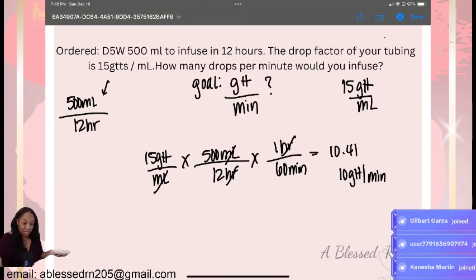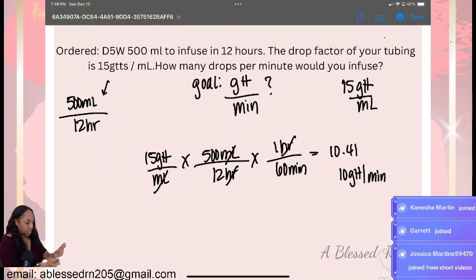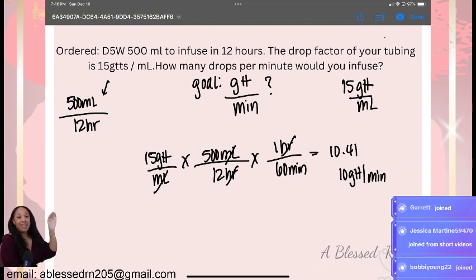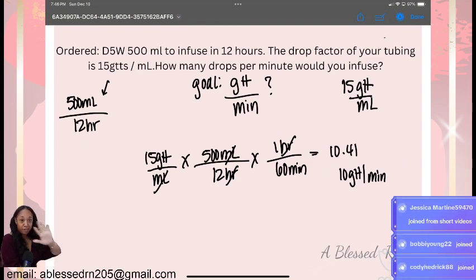So in the calculator trick, this is what you do. You see how you multiply all of the values across the top? So I'm going to put it in my calculator: 15 times 500 times 1. When I get to 1, I'm not going to hit equals. I'm going to hit divide. Now everything on the bottom is going to be followed by divide. So 1, divide, 12, divide, 60. And now I'm at the bottom and I'm at the end, so I can press equal and then I get my answer.